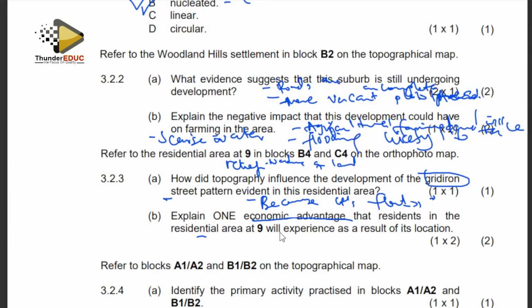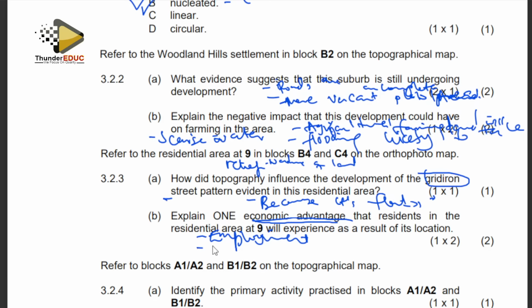Residential area at 9. Number one, it will be easy for them to go shopping. Actually, the first point should be that there will be employment of people. If that area is built up economically, people will be employed and they will get money. When we talk about economic advantage, we are looking at things that generate money. So employment is one.